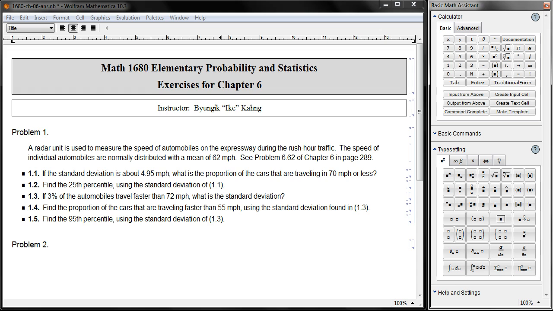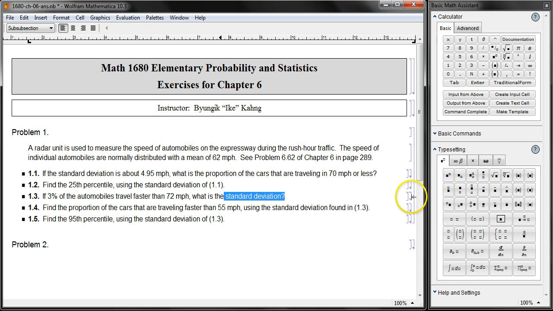If 3% of the automobiles travel faster than 72 miles per hour, what is the standard deviation? It asks. Problem 1.1 and problem 1.2 were both based upon the standard deviation being about 4.95. In 1.3, we no longer assume that, and we're trying to find the standard deviation from other information. So how do we start this problem?